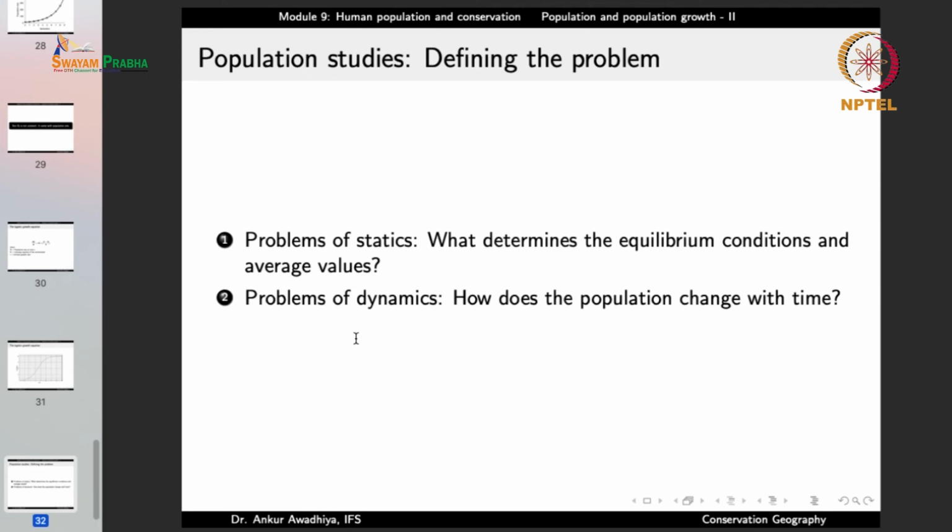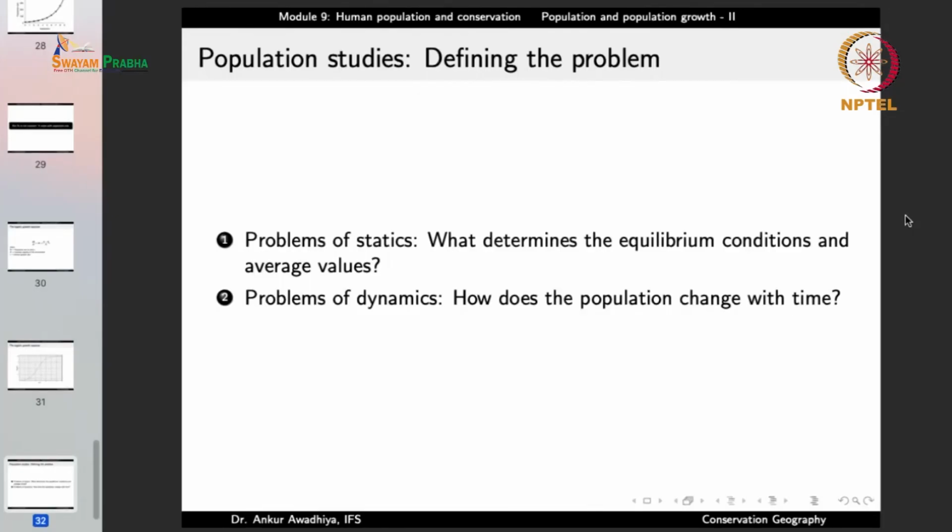On the other hand, we can have the problems of dynamics. Dynamics means changes. So it asks the question, how does the population change with time? What are the factors that govern changes in the population? What are the factors that determine if a population will increase with time, decrease with time, or remain constant? So these are the problems of dynamics. We study the problems of statics and dynamics both in the case of wildlife populations and in the case of human populations.